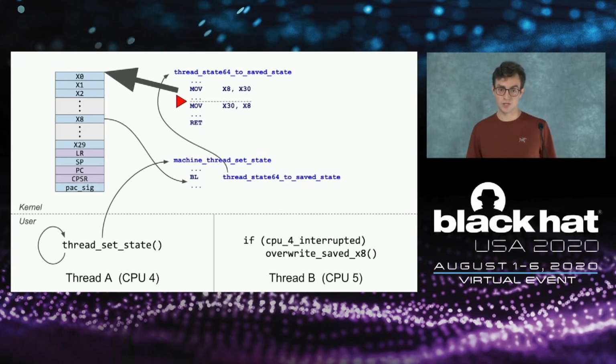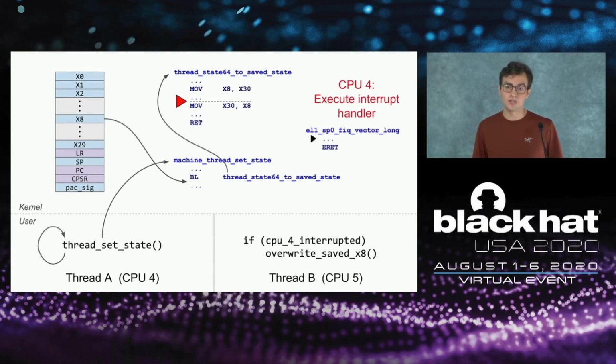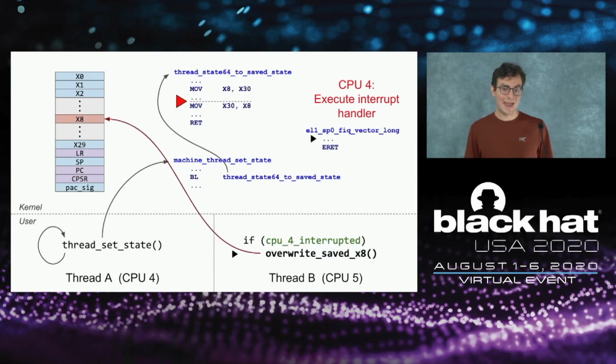Once all these registers have been spilled to memory, execution is going to run in the interrupt handler. And while this is happening, we're now going to come in on thread B and see, oh, look, indeed, CPU 4 is interrupted. So it's going to go ahead and overwrite the value of register X8, which used to hold the return address. Now it's going to be an attacker-controlled value instead. So at this point, we now have control over the return address.